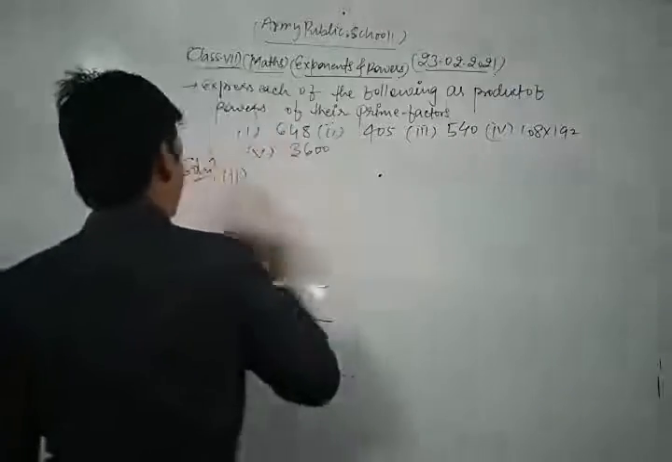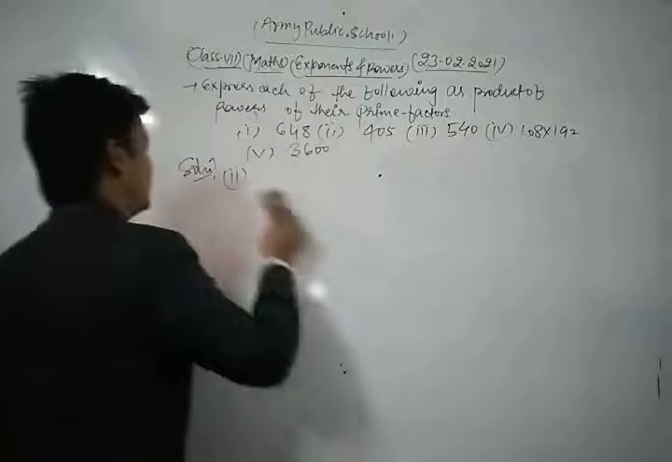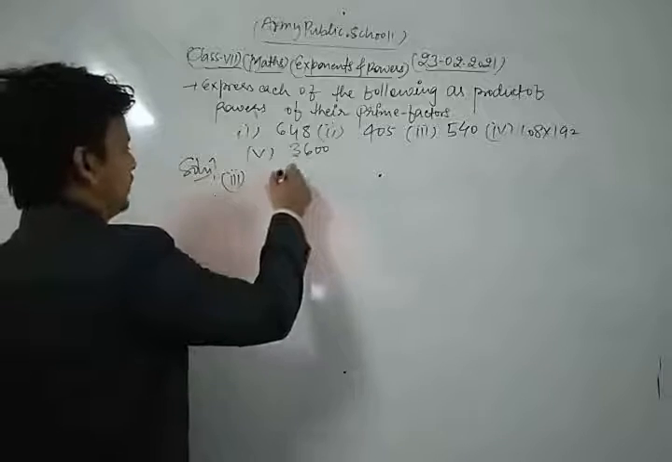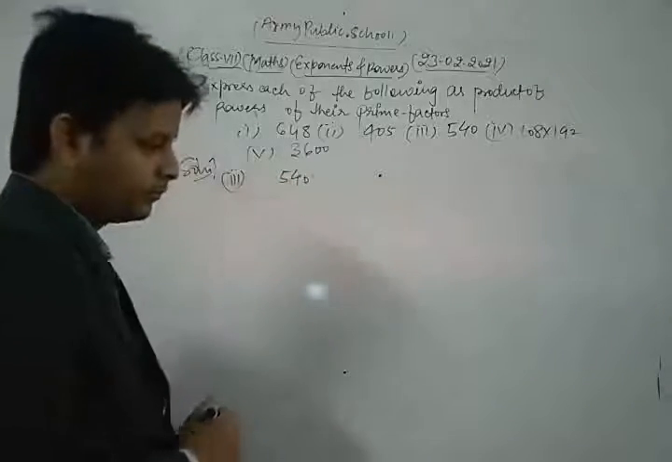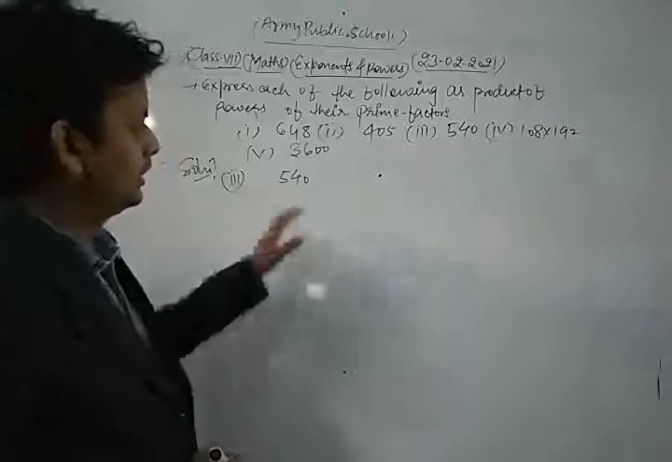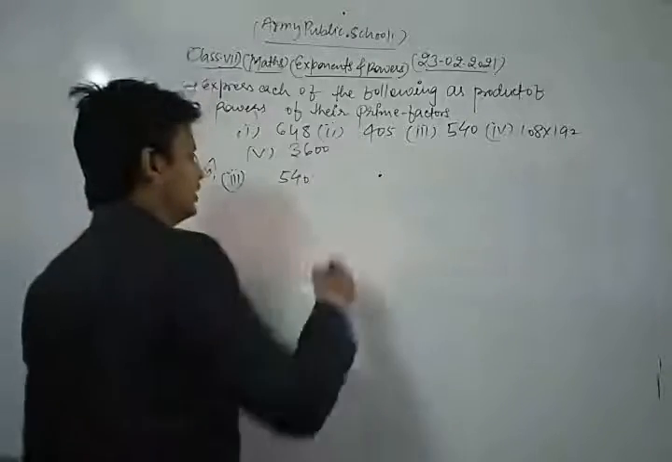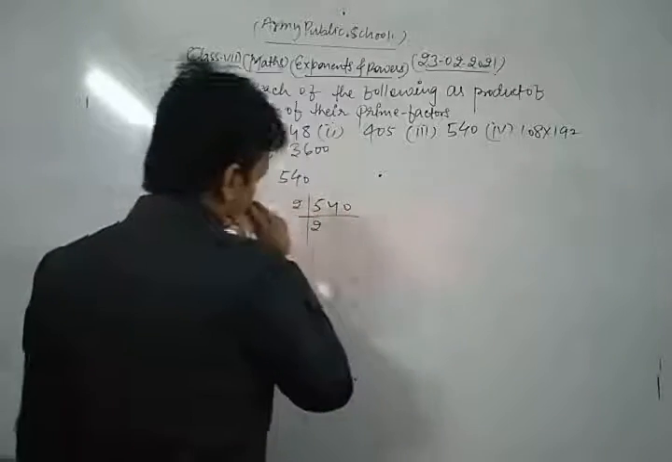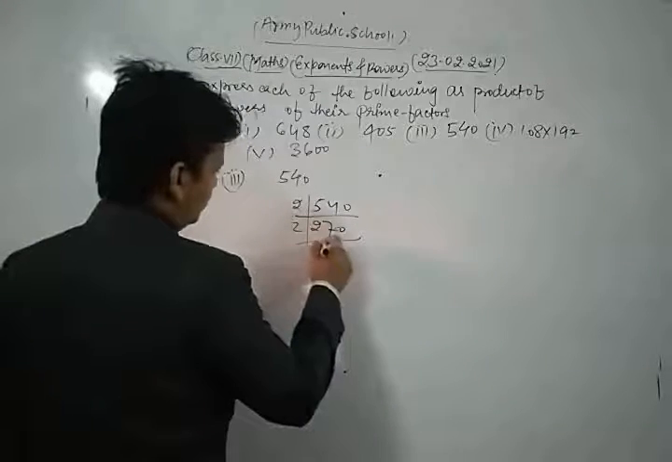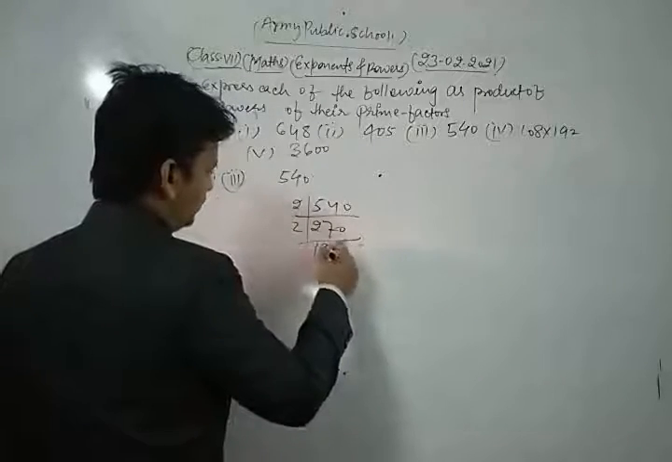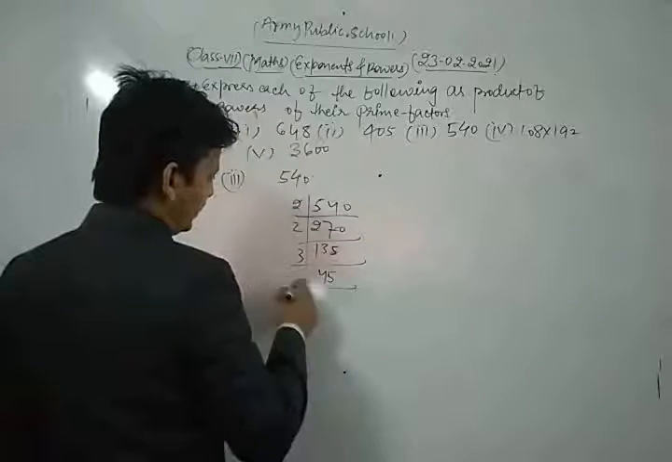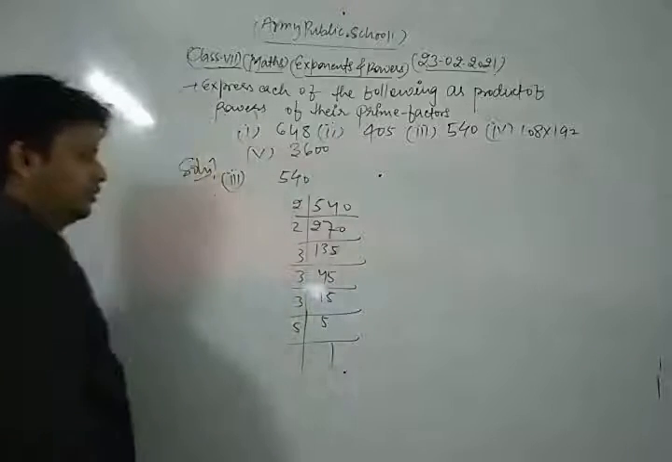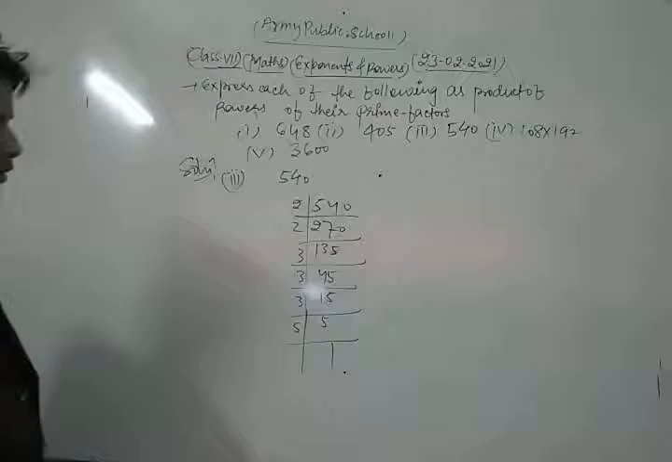Now we take and solve the third part of this question, which is what? 540. Now again in that question we do the prime factorization of 540. So we get, let's see, again 2 to the 4 2, again by 2, now from 3, again by 3, again from 3, now finally from 5. So in this way we do their prime factorization.